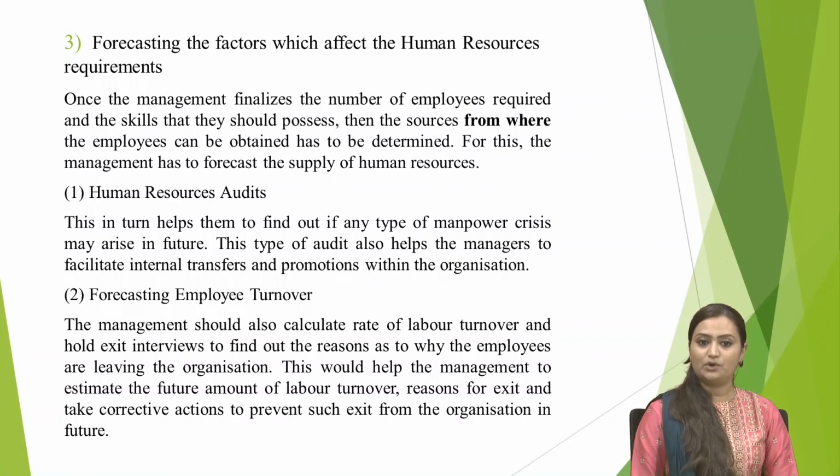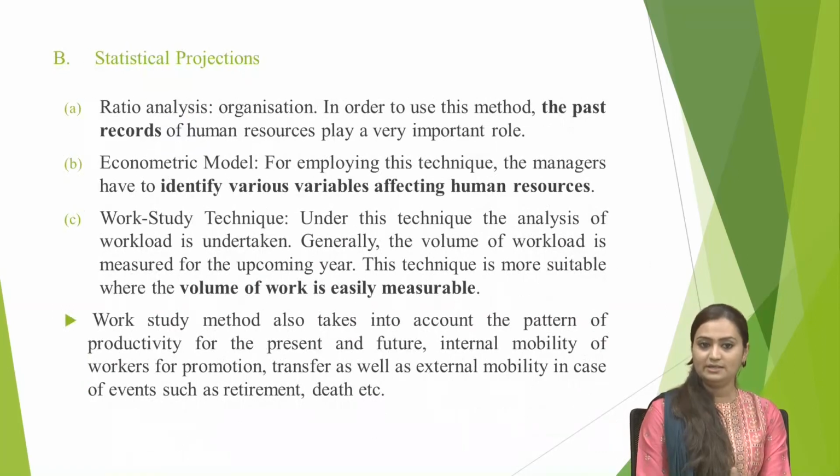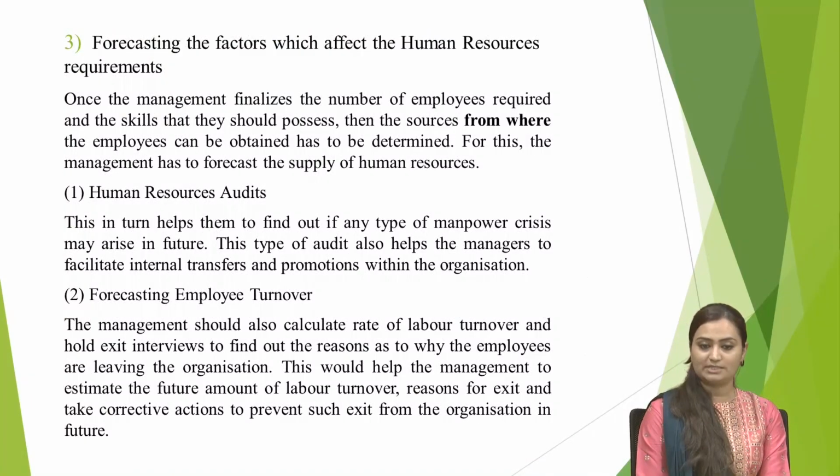Next is related to forecasting the factors which affect the human resource requirement. So those two techniques, ratio analysis, trend analysis, as well as the judgmental technique and statistical technique, were related to forecasting techniques. The third point in the process is related to forecasting the factors which affect the human resource requirement. So the manager will also have to forecast the kind of requirement that the company is having for the fulfillment of the objective.